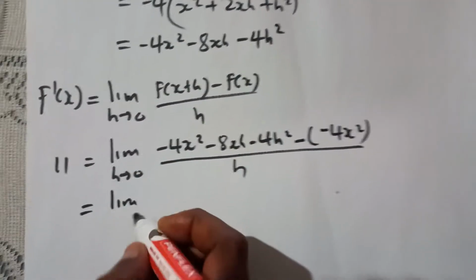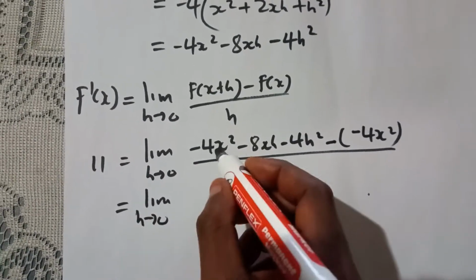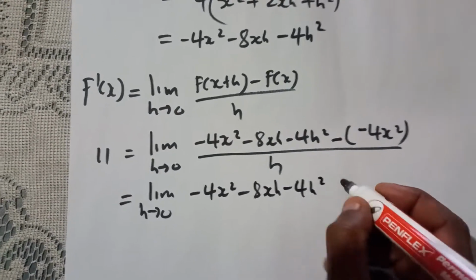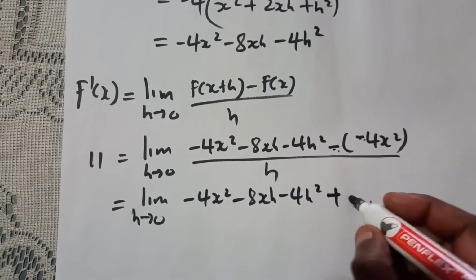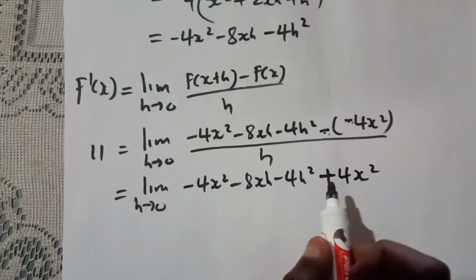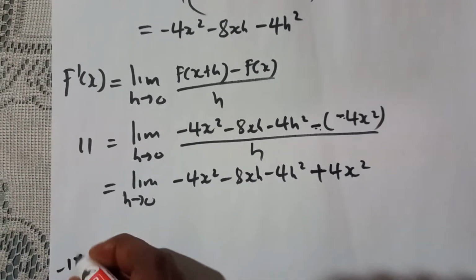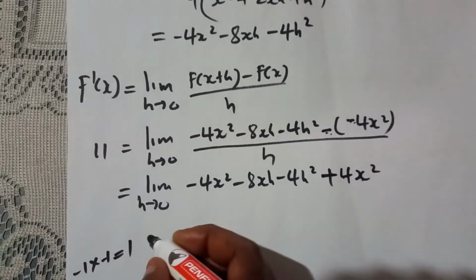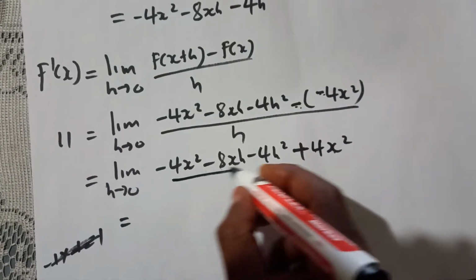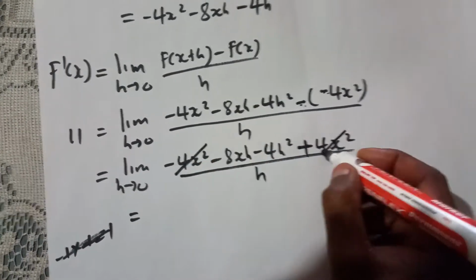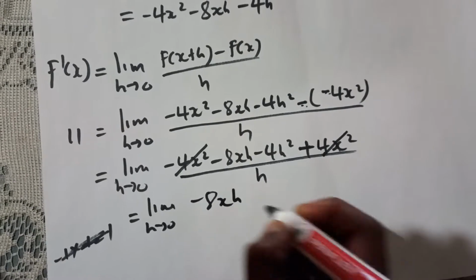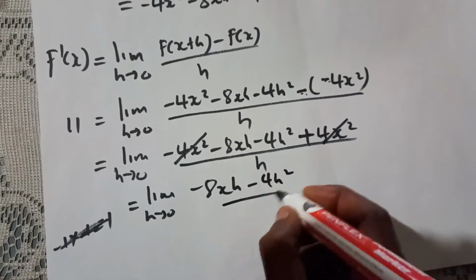We come and say the limit as h approaches 0 of negative 4x squared minus 8xh minus 4h squared plus 4x squared. Where do we get the plus? When you multiply two negatives, negative 1 multiplied by negative 1 is equal to 1. That's good. All over h. So this one will cancel, so you are left with the limit as h approaches 0 of negative 8xh minus 4h squared over h.